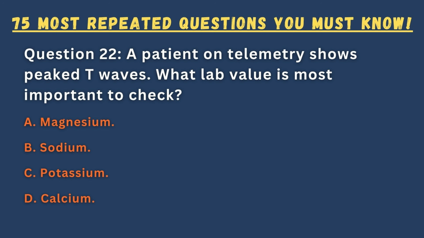Question 22. A patient on telemetry shows peaked T waves. What lab value is most important to check? A. Magnesium. B. Sodium. C. Potassium. D. Calcium.